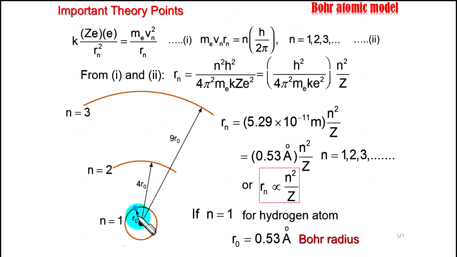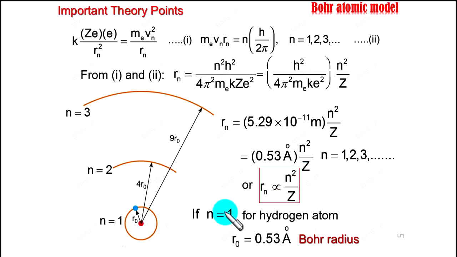So, we can write this relation: n equal to 1, it is r naught. For n equal to 2, it is 4 times r naught. N equal to 3, it is 9 times r naught, right. This is called the Bohr's radius. It is advisable to remember this relation because every time it is not possible to calculate these values, because these values are always constant, it will be a fixed quantity. So, it is better to remember this parameter, that is 0.53 n square divided by Z.